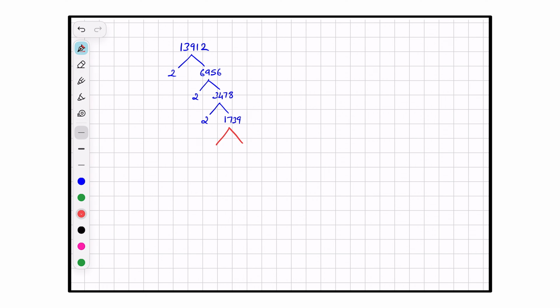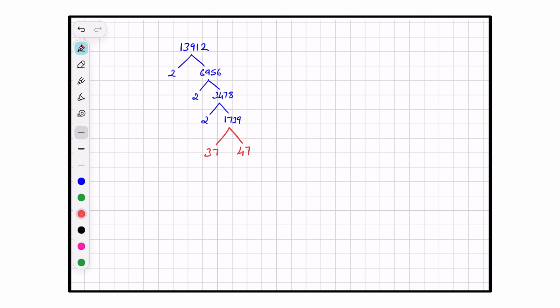There is one more possibility: two numbers with the last digit 7, then also we can get 1739. So now you have to actually try some numbers, and when you try it out you will get the answer as 37 into 47. 37 and 47 are prime numbers, so we finish our prime factorization.